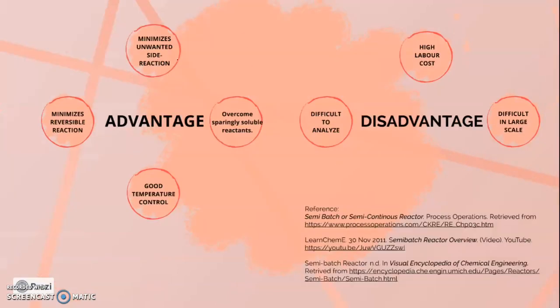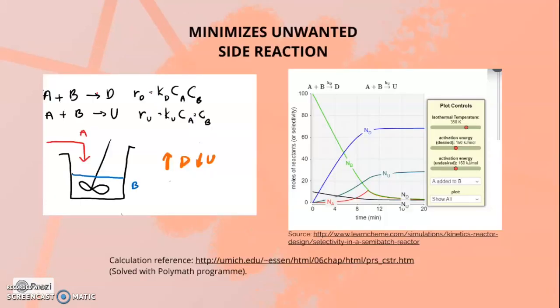So, the first advantage of semi-batch reactor is that it can minimize our unwanted side reaction. And why is that? As we know, there are certain reactants that when they are reacted together, they can produce more than one product. For example, A reacts with B, you can produce D, or A reacts with B, it can produce U. But of course, between those two, there's something that we desire and something we don't want. So, let's say product D is our desired product, thus this is our desired reaction. And U is our undesired product, and thus this reaction is our side reaction.